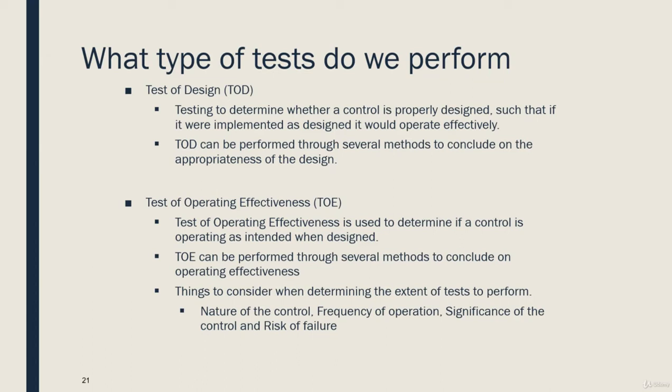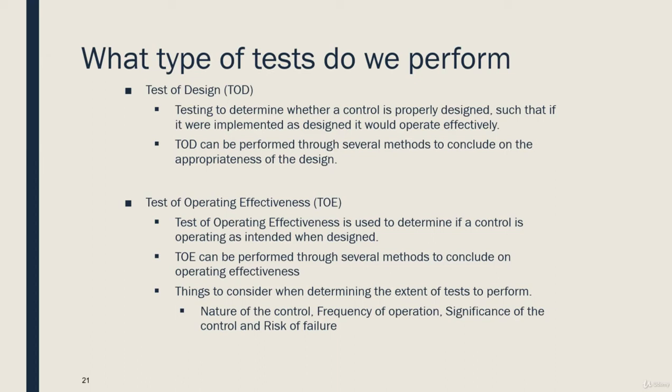Before we wrap up this slide, there are certain things that we need to consider when we're performing a test of operating effectiveness. You have to consider the nature of the control. Is it an automated control or is it manual? This will impact the type of evidence that you need to review for testing. You also have to consider the frequency of the operation. How often is the control performed? This will impact the selection size that you need to make to test.